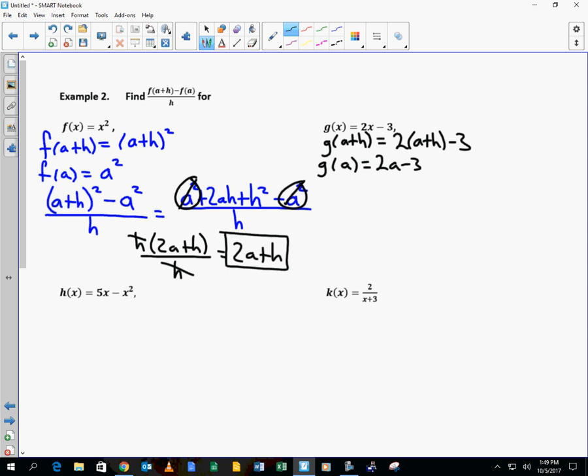So same thing, except instead of f, it's just g. So g of a plus h would be 2 times a plus h minus 3. Then what? And I'm going to put a parenthesis around that because I have to distribute the subtraction sign all the way through. All over h. Let's write out the numerator. We have what?